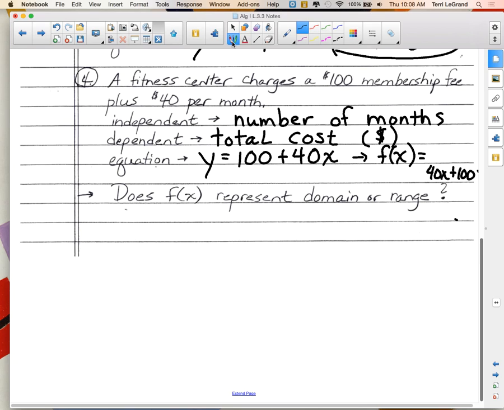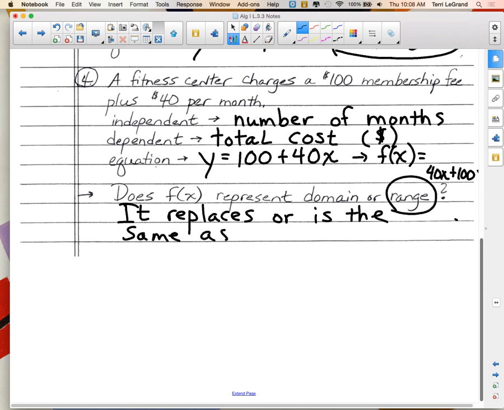Why? It's replacing y, that's right. So let's circle range and say it replaces, it's the same as y. Okay. So our f of x values, if we see it in a table, instead of them putting y values, they put f of x values, we're like, oh yeah, bingo, that's y. That's what they mean. They're giving me the range values. Sometimes they just don't do them as y's, they call them f of x's instead.